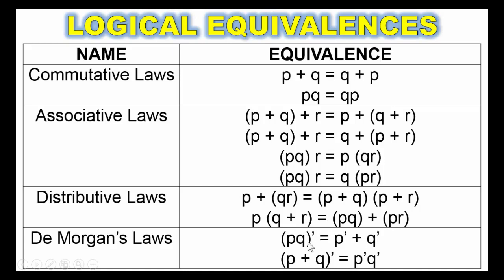De Morgan's laws state that not of the quantity P and Q is equal to not of P or not of Q. Another is not of the quantity P or Q is equal to not of P and not of Q. I already discussed and explained these De Morgan's laws in my previous lecture.